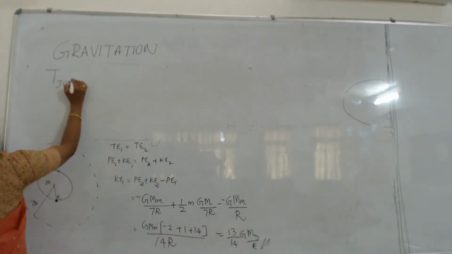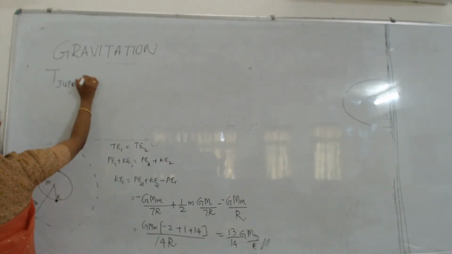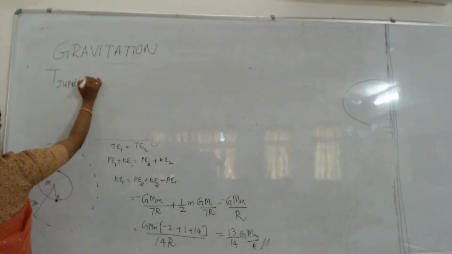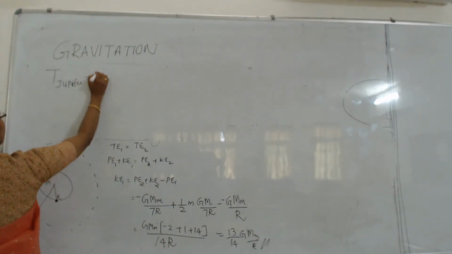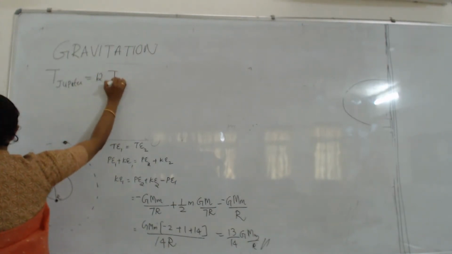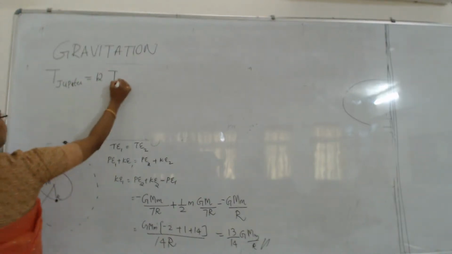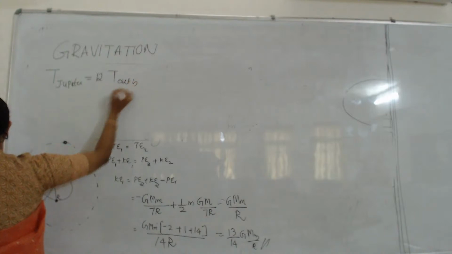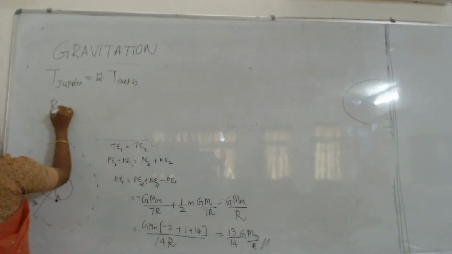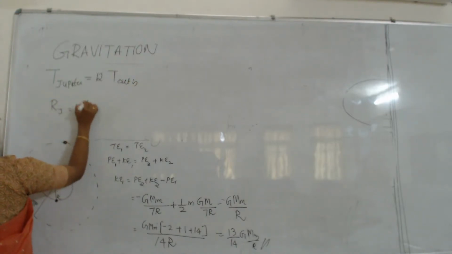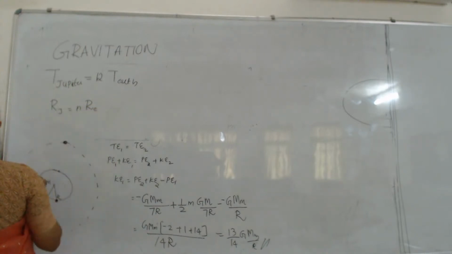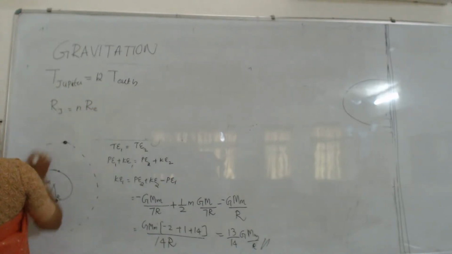Next question. Time period of Jupiter is 12 times the time period of Earth. The distance of Jupiter is n times the distance of Earth. It's all around the Sun. What is n?